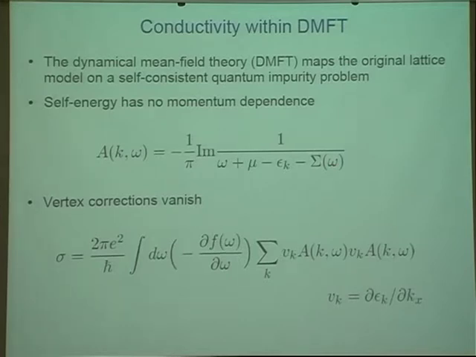Now within DMFT, and this is quite nice for a theorist, it turns out that vertex corrections vanish, which means that when you use your Kubo formulas to compute the conductivity, you're just left with this expression, which is in a sense not too complex: an integral over frequencies, the derivative of the Fermi function, your spectral functions here, and here the Fermi velocity.